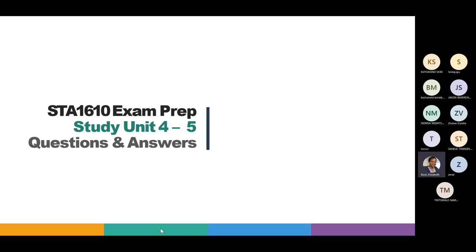We looked at study unit 1, 2, and 3, we did the revision on that. So today we're going to look at study unit 4 and 5, and we'll see how far we get with answering the questions.